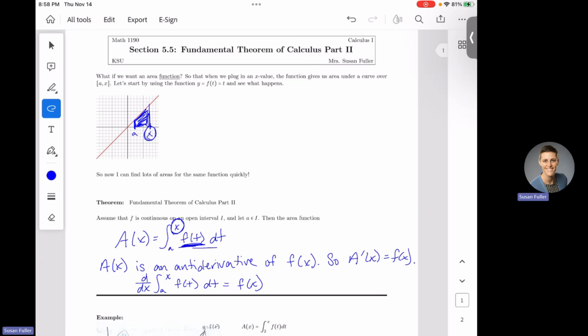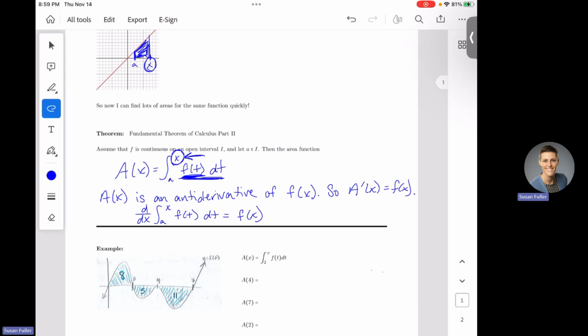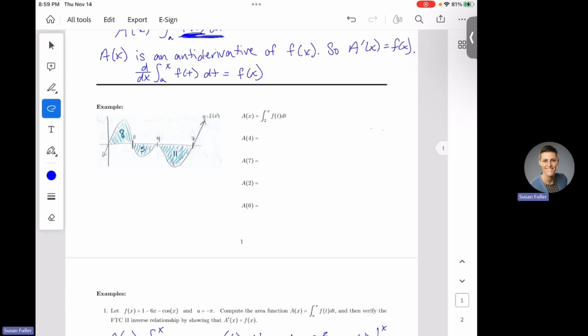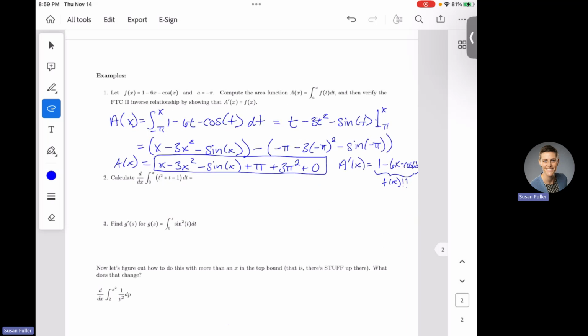And again, we use a dummy variable in here. Usually it's t. It could be any variable we want. We just don't usually use x so that we can keep our dummy variable separate from our actual variable, which is the end of our interval up here. Now, to find that area function, we just integrate this integral. We just do the definite integral, pretending that that x was just a number. We work with it just like if it were any other definite integral.